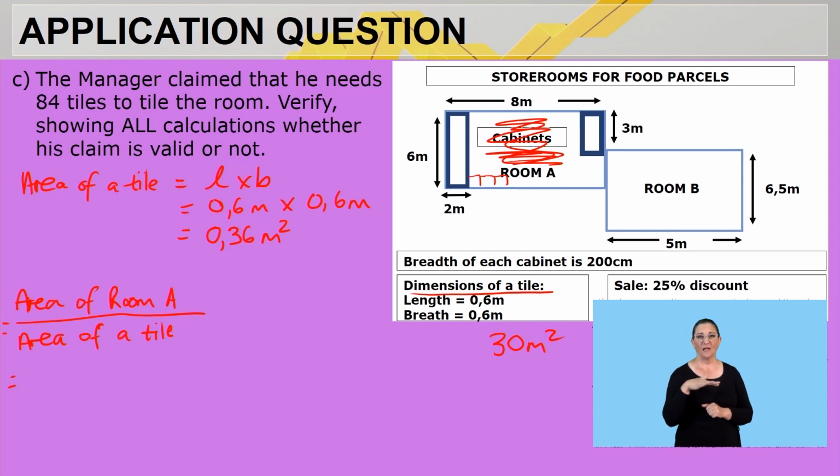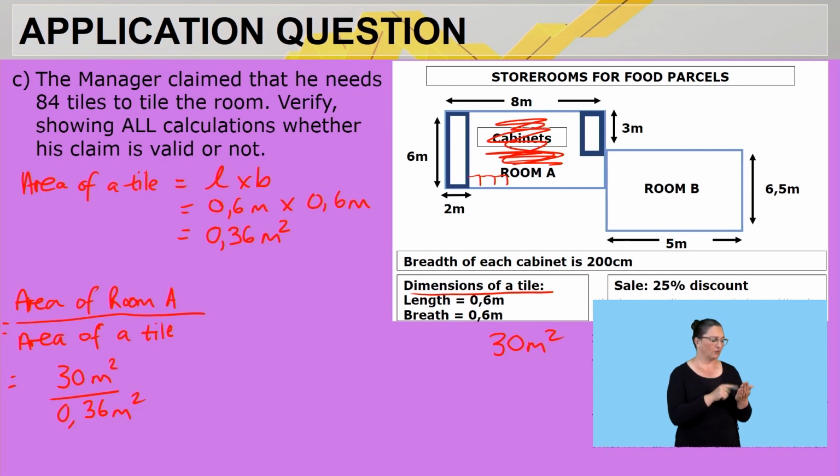So what is the area of room A to be tiled? That is 30 square meters. What is the area per tile? That is 0.36 square meters. Now let's type that in and simplify. So 30 divided by 36. Okay, I made a mistake. It should be 30 divided by 0.36.